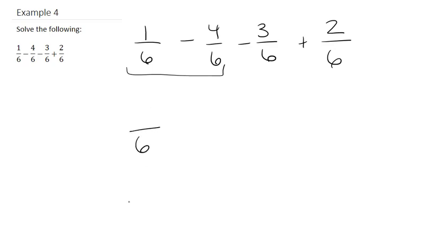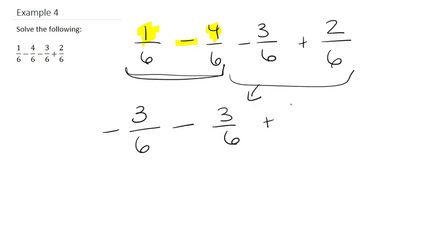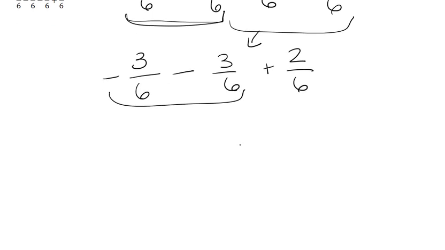So we have 6. Now 1 minus 4 is equal to -3. So we just have -3/6 from this first part here. Then we're going to go ahead and just drop the rest down. So we have minus 3/6 plus 2/6. So now we're going to deal with these two numbers. So we have -3/6 minus 3/6.